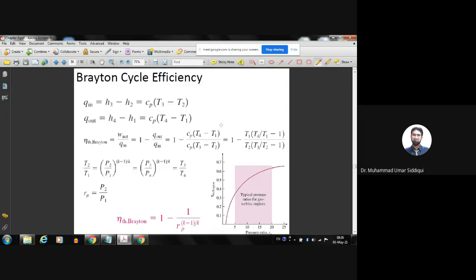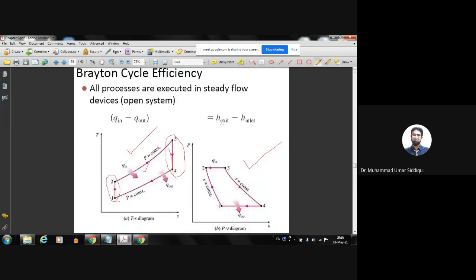Again, if we have constant specific heat values, or if we are doing the approximate analysis, or the cold air standard assumptions are valid, then here we have another thing, because now we don't have constant volumes. But we know that we have two constant pressures. So this is the high pressure, PH, and this is the low pressure, PL.